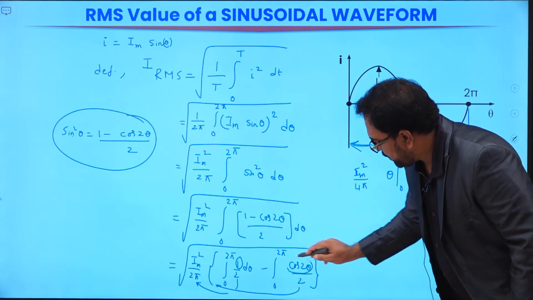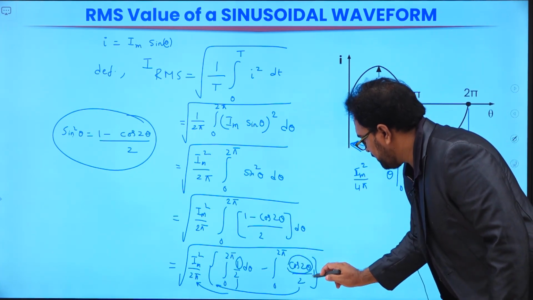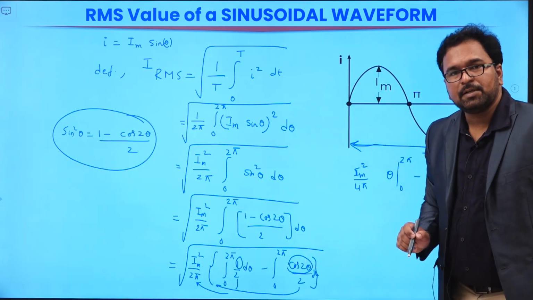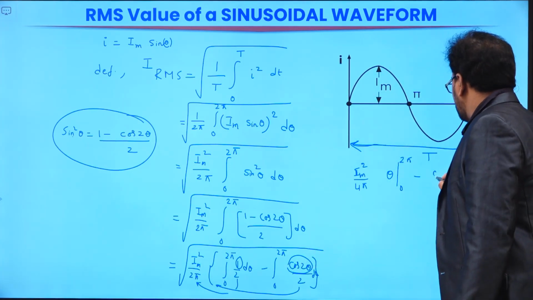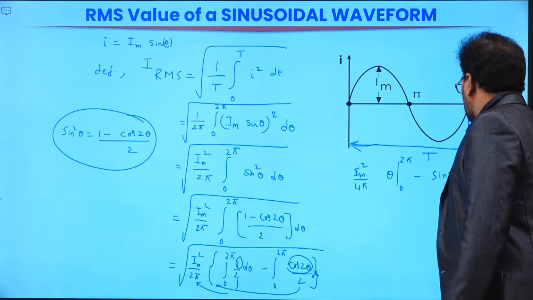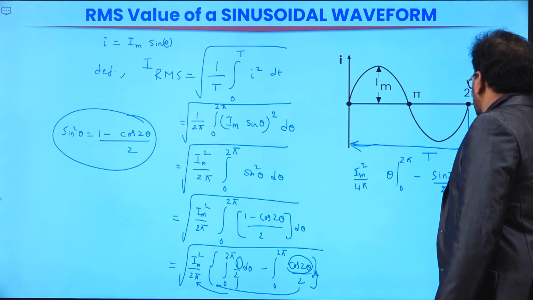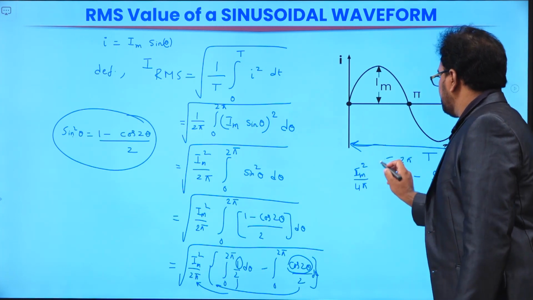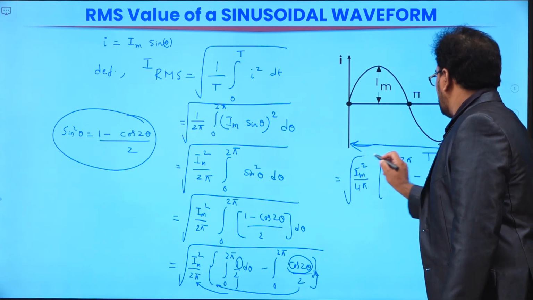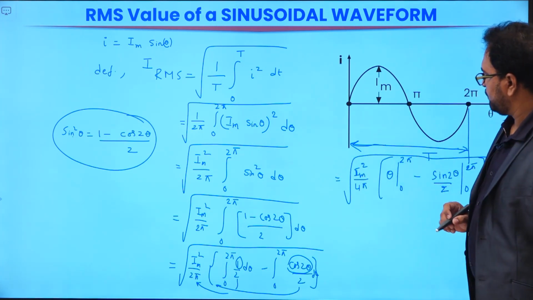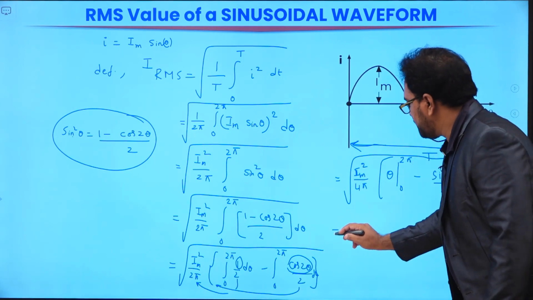Now what is the integration of cos 2 theta? I forgot to write d theta here. What is the integration of cos 2 theta? That is sin 2 theta by 2. And what are the limits? 0 to 2 pi. So this is all under root. Now substitute the limits here.